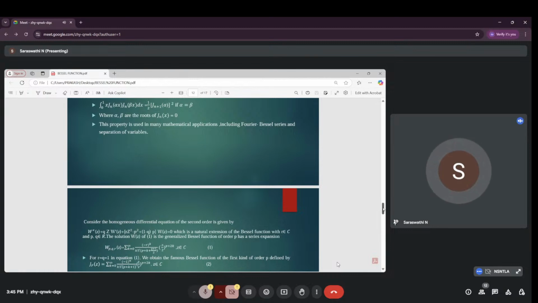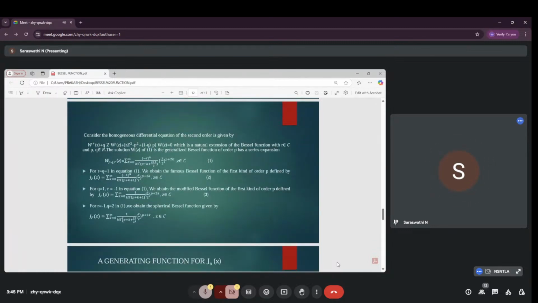Next, consider the differential equation. This is a homogeneous differential equation of second order, which is a natural extension of Bessel's function. The complete solution is w of p, q, r of z equal to double sigma k equal to 0, minus r power k, factorial gamma of p plus k plus q plus 1 divided by 2 x z by 2 whole power p plus 2q. If r equal to q equal to 1 in this equation, we obtain the famous Bessel's function of first kind of order p defined by.